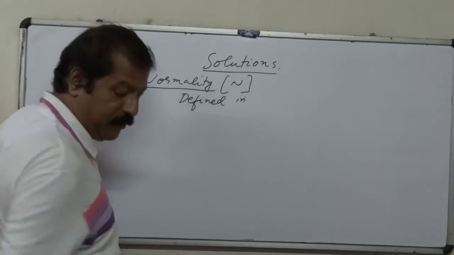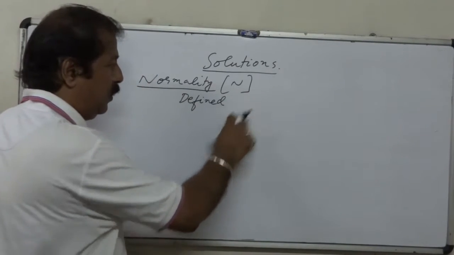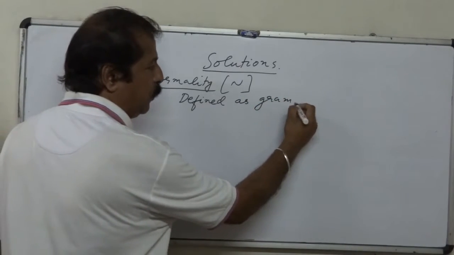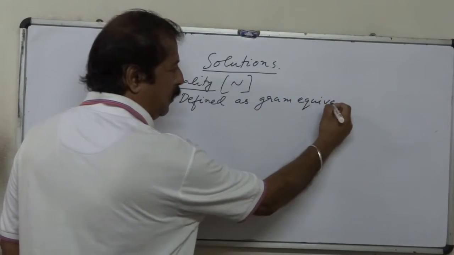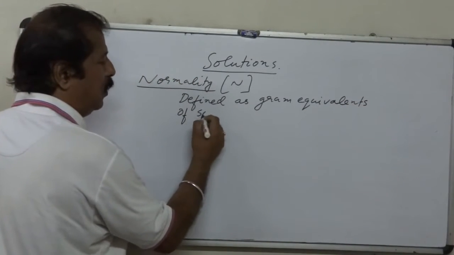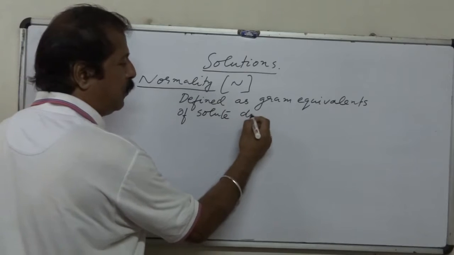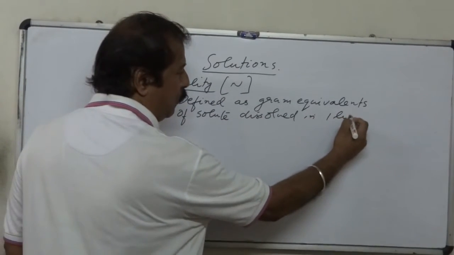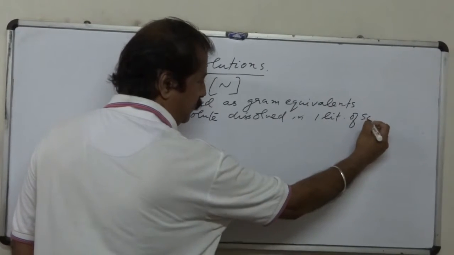It is defined as the number of gram equivalents of solute dissolved in 1 liter of solution.